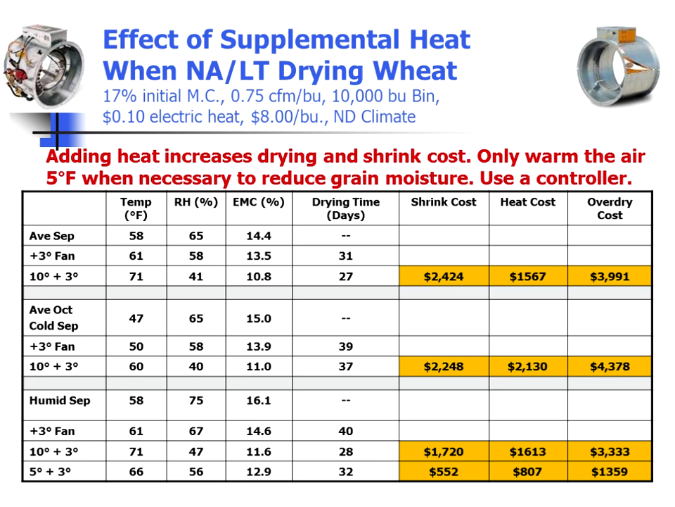And this slide is showing the potential for over-drying wheat, looking at an initial moisture content of 17%, an airflow rate of 3/4 of a CFM, or cubic foot per minute, per bushel on a 10,000 bushel bin, 10-cent electricity, $8 a bushel wheat, and assuming again a North Dakota climate. If we're looking at average September conditions, we'll dry based on outdoor conditions to about 14.5% moisture, which is too wet.